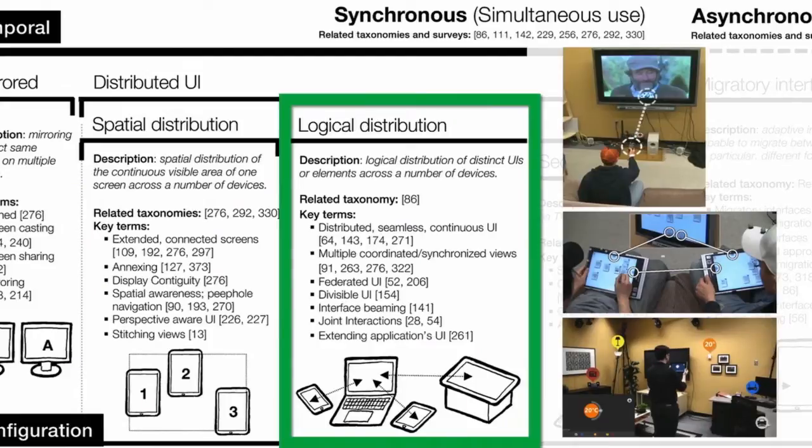As the second category of distributed interfaces, we have logical distribution on the right, which describes how user interfaces or elements are logically distributed across multiple devices. And related techniques here are seamless or continuous UIs, multiple coordinated views, and interface beaming. And most of the examples we've seen in Saul's presentation fit into that category over here.